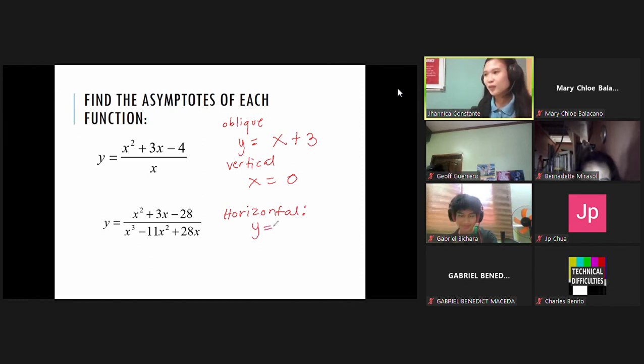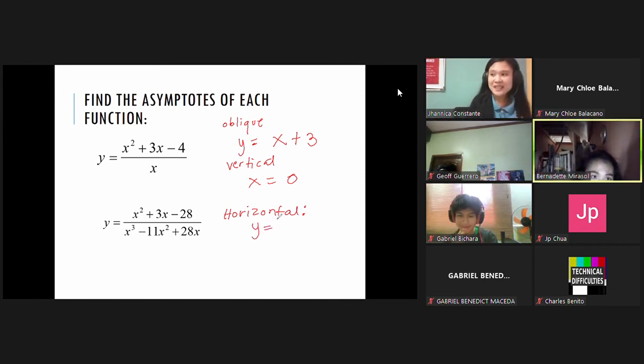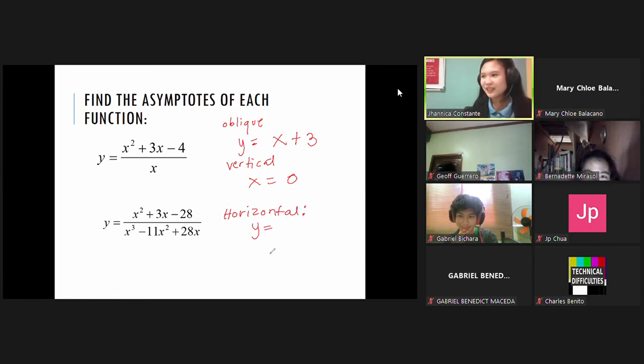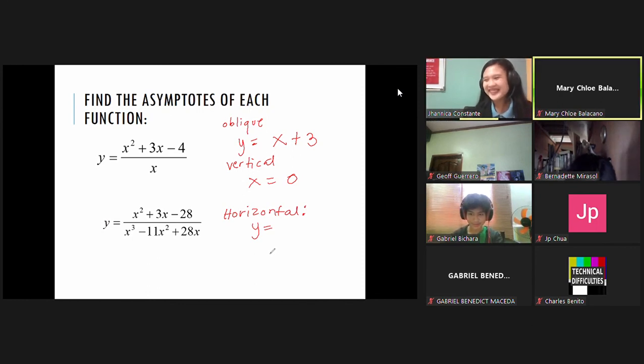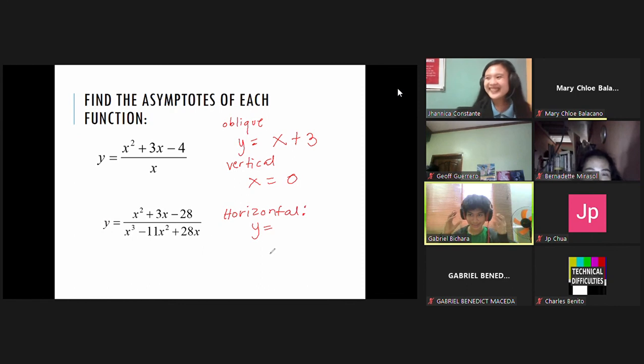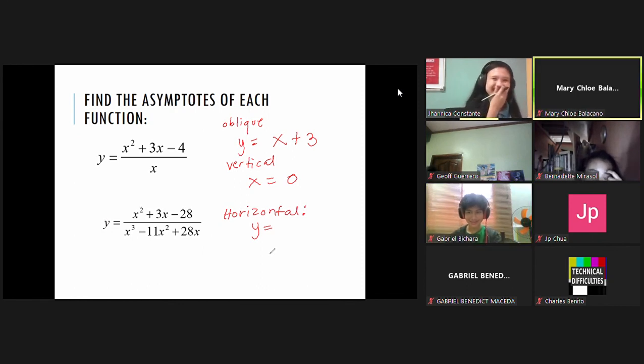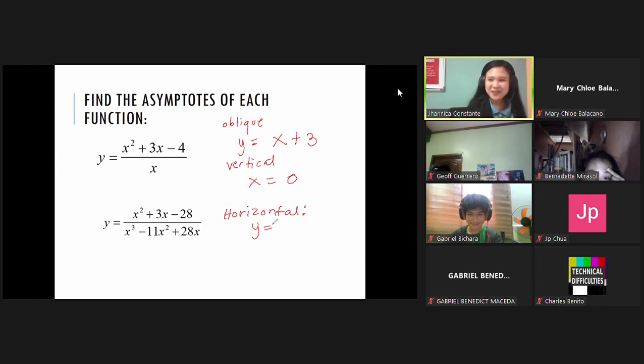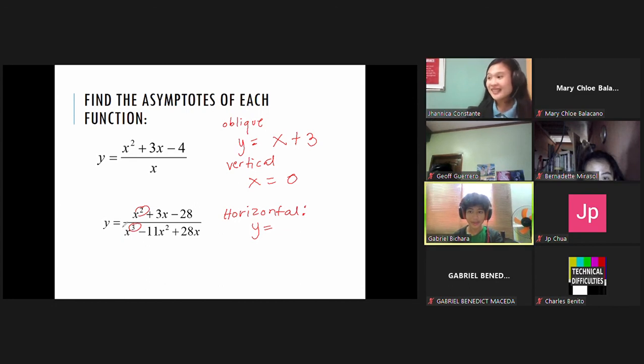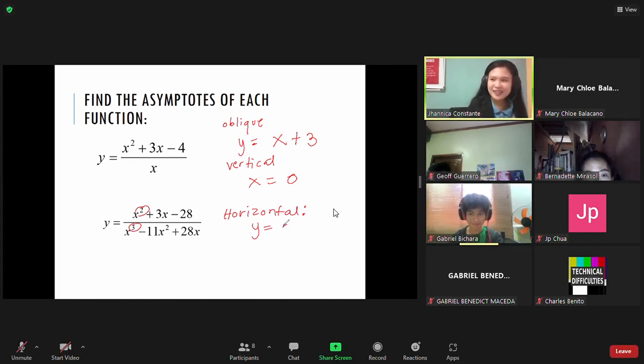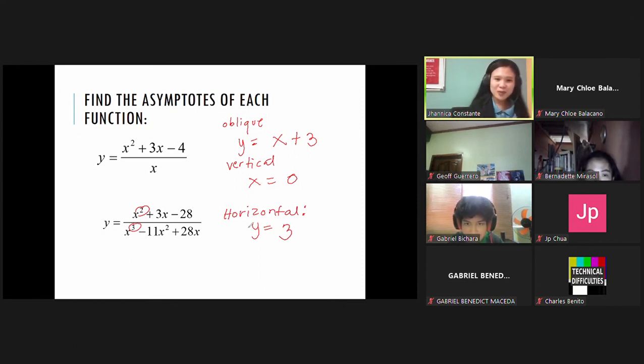So since we have a horizontal asymptote, what will be your horizontal asymptote? Y is equal to? What's our horizontal asymptote? Since we have different exponents, we're going to get the bigger one. So your horizontal is 3. So that is y equals 3. That is our horizontal asymptote.